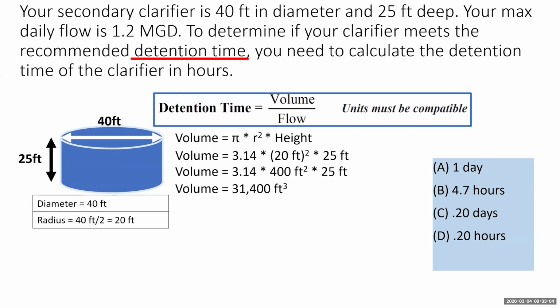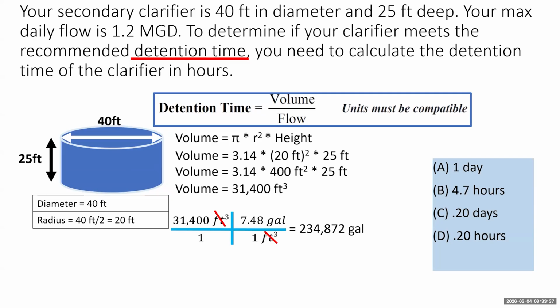Okay, so now we've got volume in cubic feet, and we've got flow in millions of gallons per day. So we've got unit issues. So we've got to convert one of the units. So let's go ahead and convert the cubic feet into gallons. So we look for the conversion unit, or the conversion factor, and 1 cubic foot is 7.48 gallons. So we can do this math, cancel out the units, top and bottom, and we get 234,872 gallons.